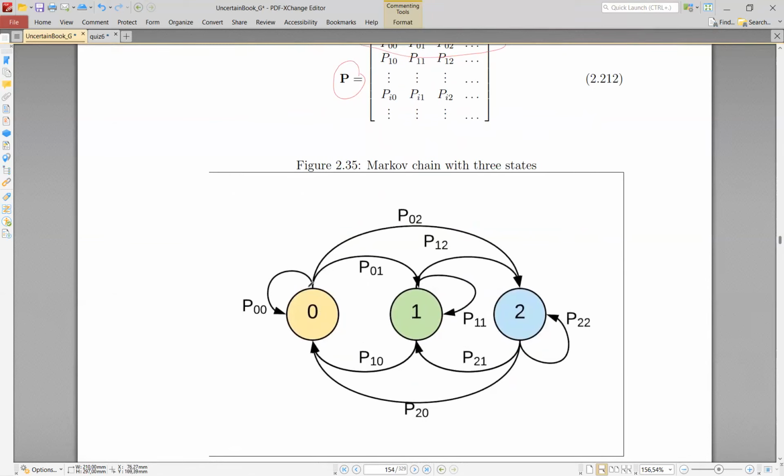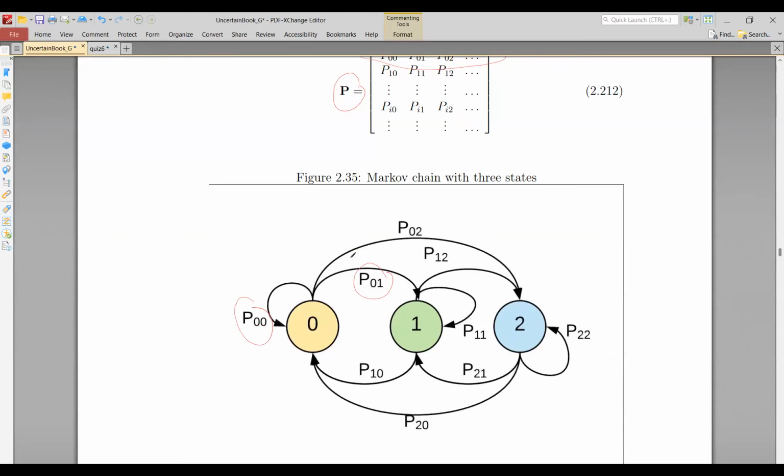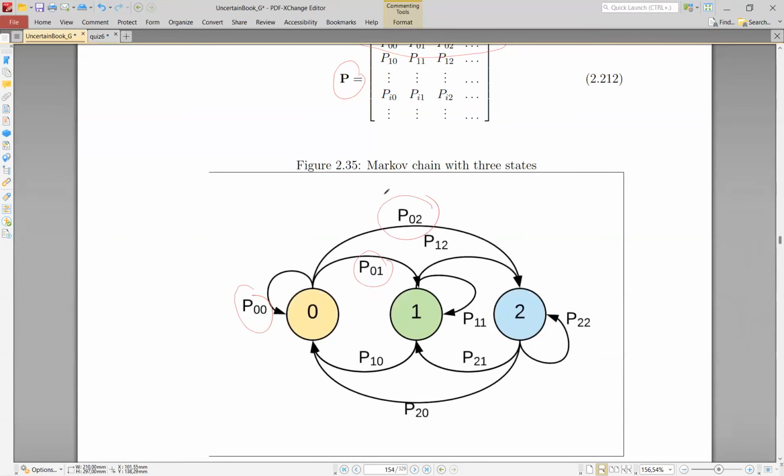So we have here states. We will see several examples actually explaining the concept. We are in state 0. Returning to the same state is called B00, from 0 to 1 is B01, and from 0 to 2 is B02. Remember, the total probability must be 1, meaning that B00 plus B01 plus B02 must be 1.